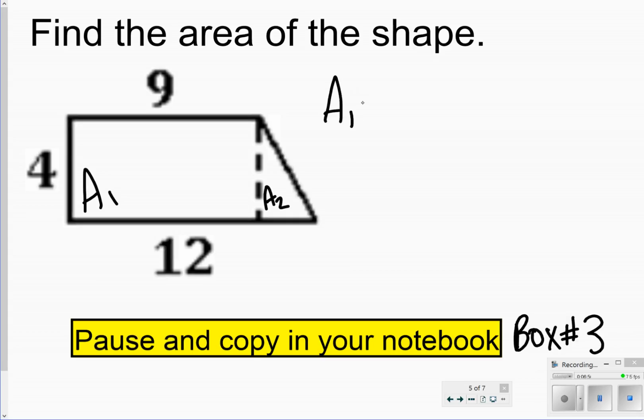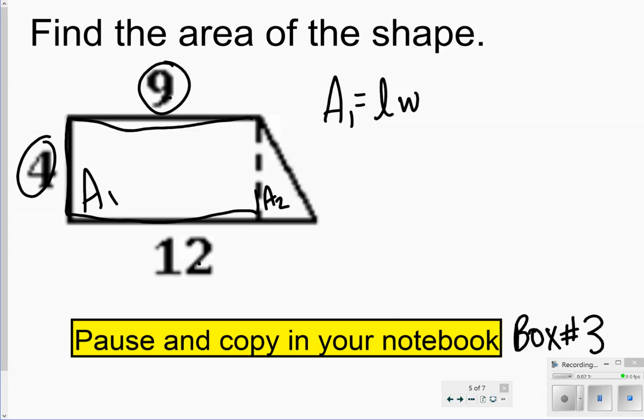So here we go. Area 1, again, is length times width because of the rectangle. And now, don't be confused. We see a 9 on top and we see a 12 on bottom. So we have to determine, which one are we going to use? Well, we're really going to use this 9 and this 4 for the rectangle because we're measuring just this space right here. And this 12 goes from this section all the way down to this section right here.